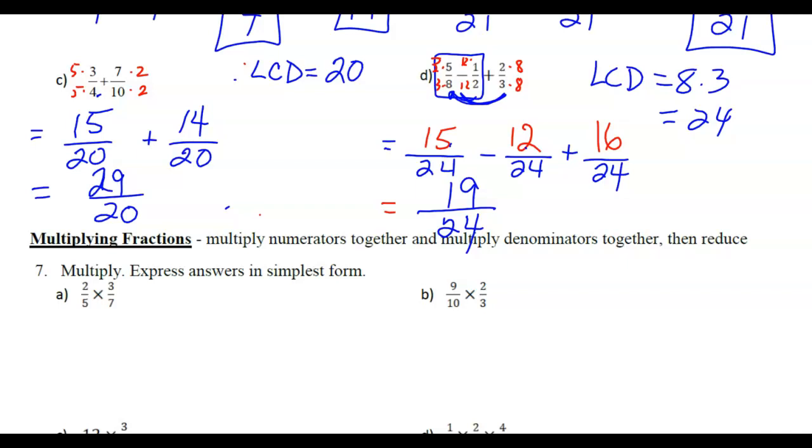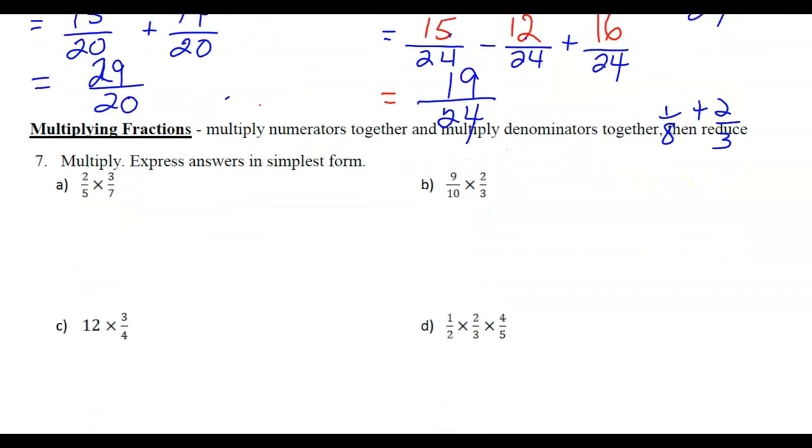Oh yeah, you could do that. Yep. So then you would get 5 minus 4 is 1 over 8, right? So you'd have 1 over 8 plus 2/3. And then with the common denominator, it would still be 24. So that would be 3 plus 16 is 19. Yeah. You can do it in steps if you want.